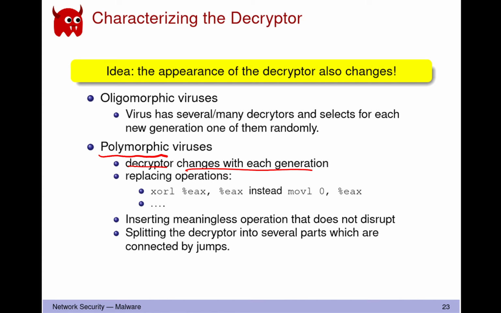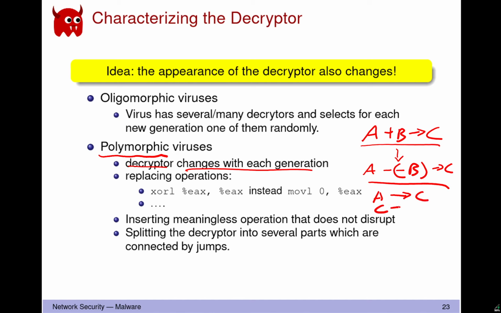So what you can do is, if you have a specific instruction, such as calculating a plus b and writing it into the memory area of C, you could also replace it by a minus b and write it to C. Or you could replace it by writing A to C, and then C equals C plus B or so. So for every instruction that you have, there are alternative implementations.